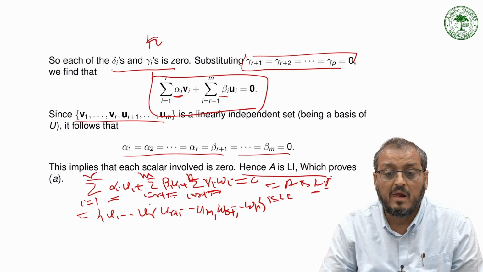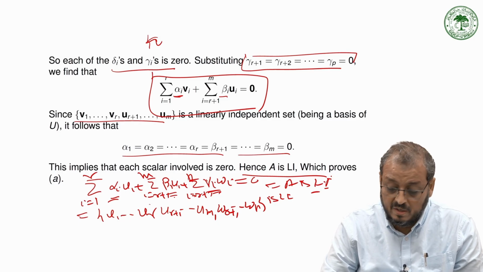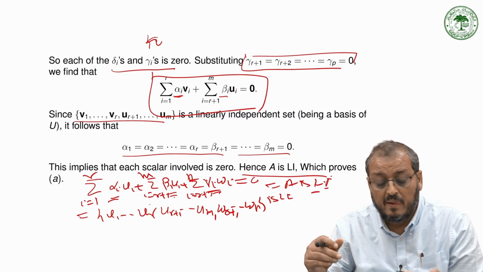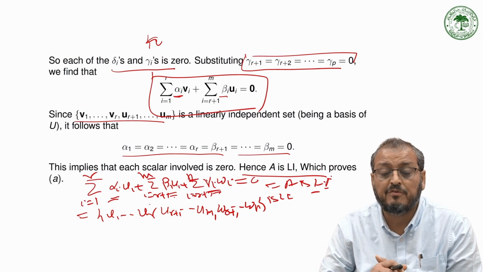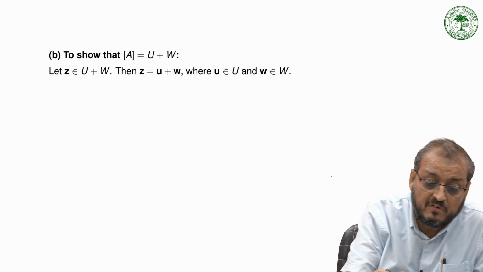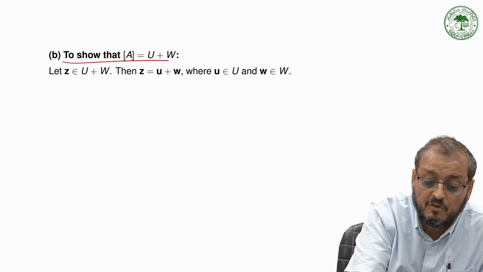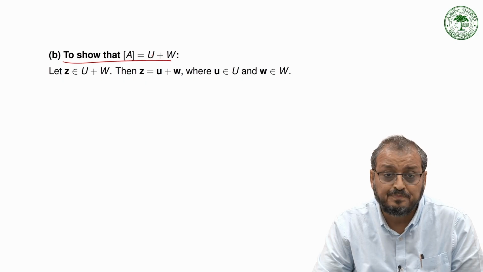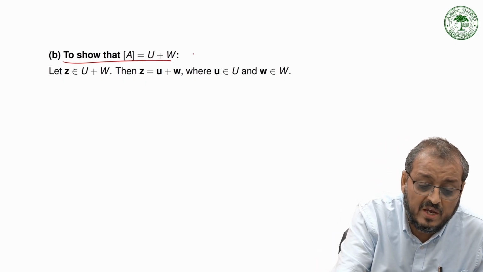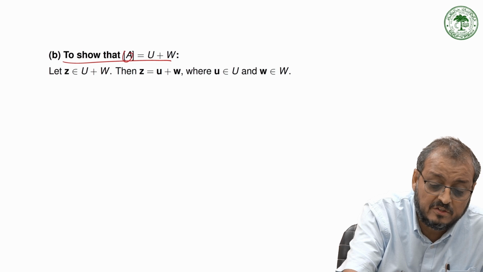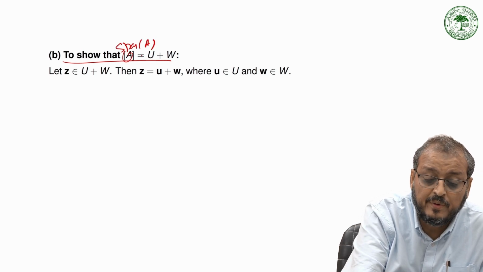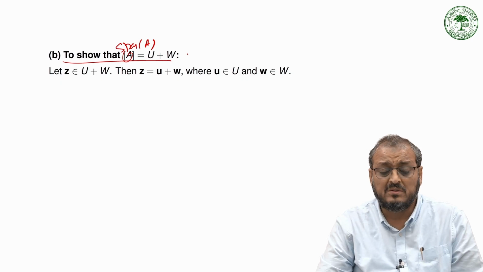So hence A is linearly independent, which completes the proof of the first part of this problem. Now we have to show the second part: that the span of A is equal to U plus W. So we have to show that span of A is equal to U plus W.